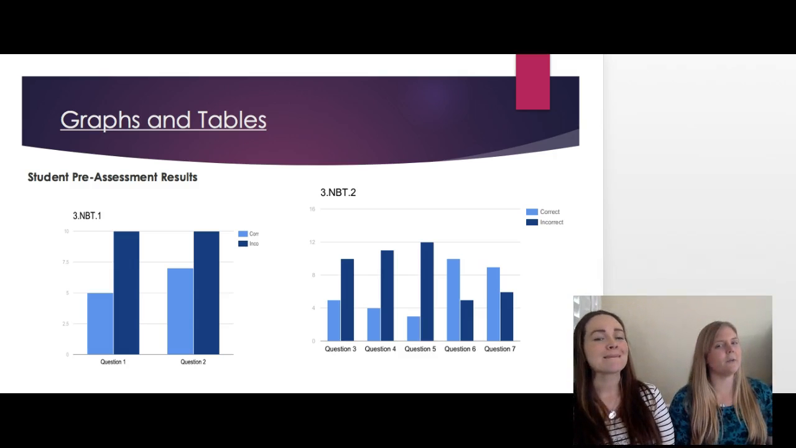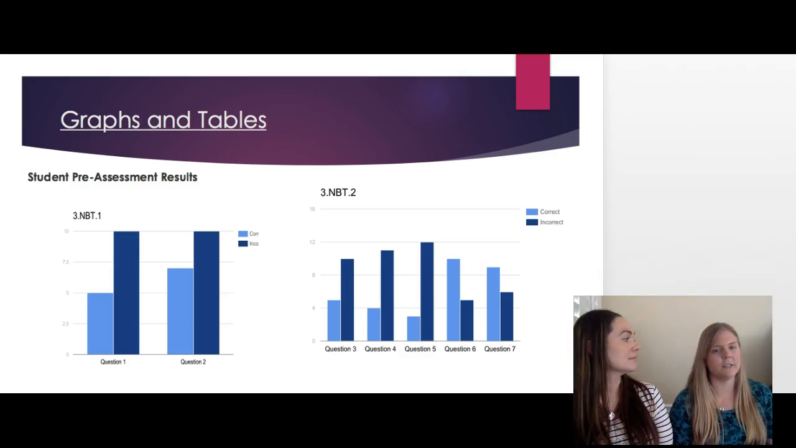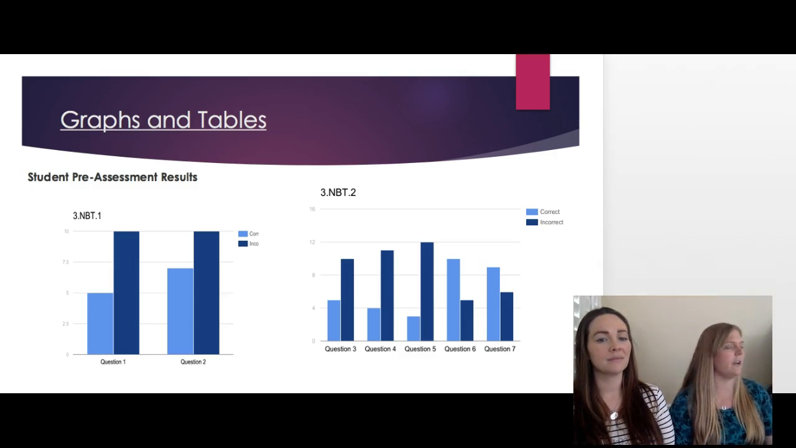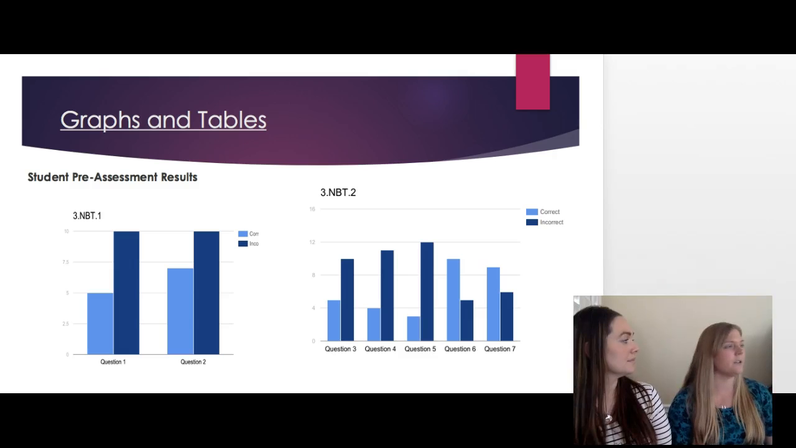So as we were saying with the data results, these are some graphs and tables. First, we're going to look at the student pre-assessment results. Now, the first graph on your left has to do with questions 1 and 2 that were given to the students. This goes over Common Core State Standard 3 NBT 1. In the light blue, those are students that have gotten the answers correctly, and in the dark blue, it is students that have gotten the questions incorrectly. So as I can tell, most students got these 2 questions incorrectly, so this is something that I would need to focus on during tutoring.